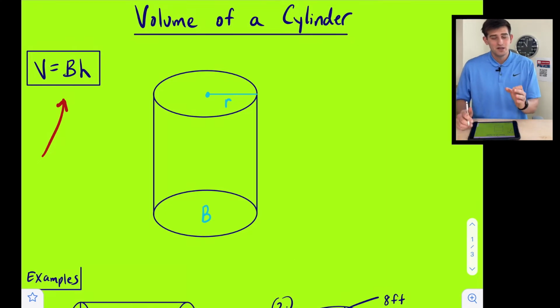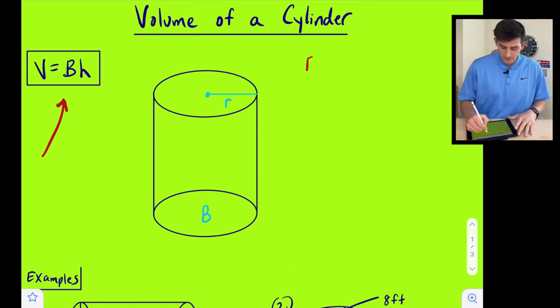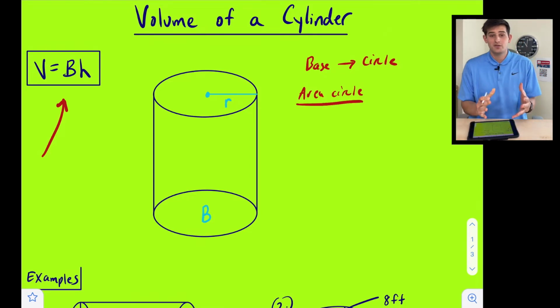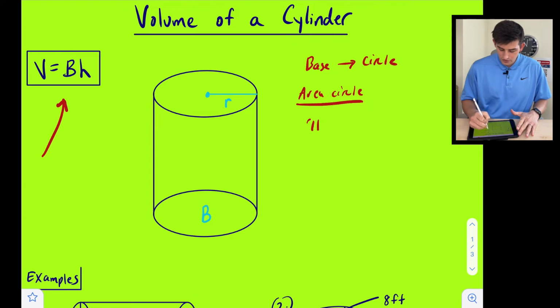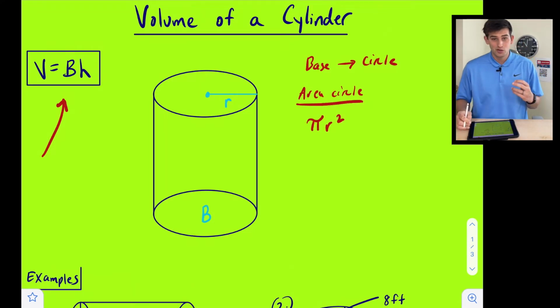It's not a prism because our base is not a polygon. Our base is a circle. So if we think about our base being a circle, then we want to find the area of a circle. Remember, we've done a video on area of a circle, and I'll link that in the cards right now as well. But area of a circle is just pi r squared.